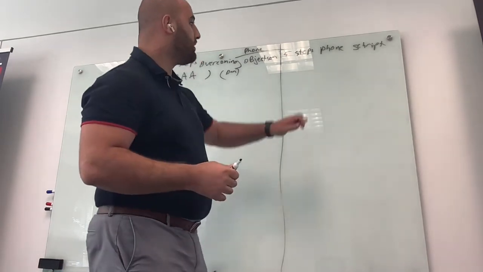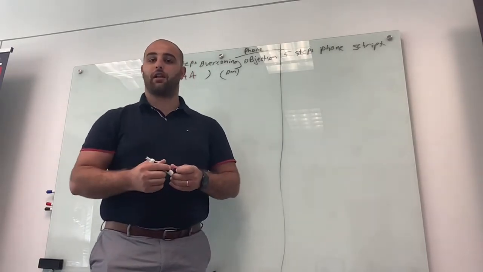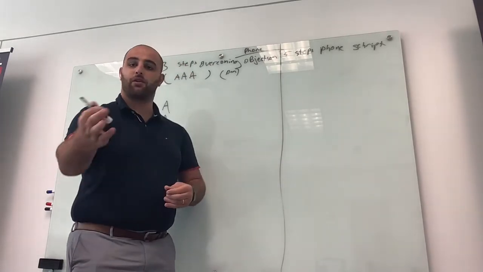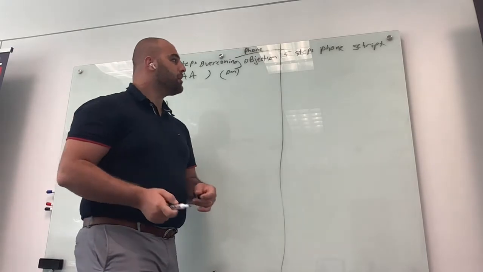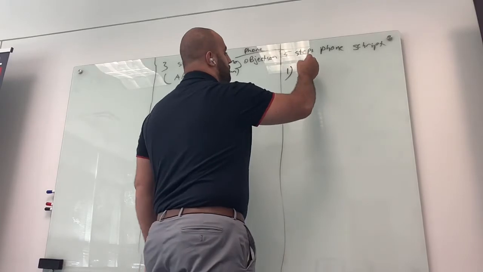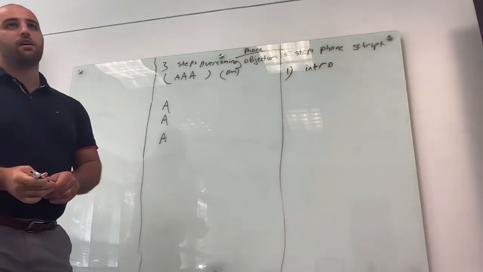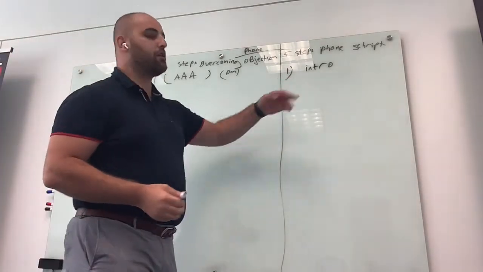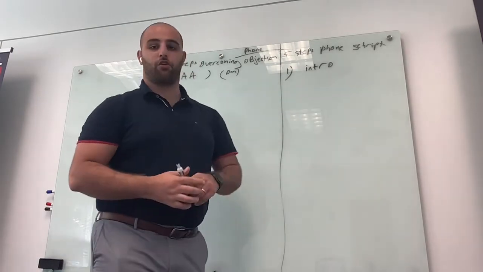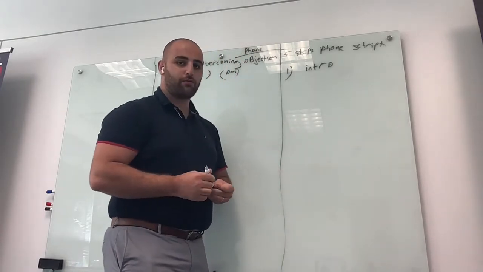Anyway, we're going to talk about the phone script very quickly, and how we can run a lot of appointments. I'm going to write the steps down and then explain each one, starting with the 5 steps. Step number 1 is the intro. You introduce yourself to the client, who you are and why you're calling. I'll go over every step once I'm done writing them down.